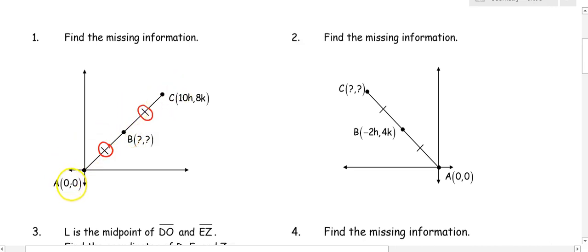Now because A is (0, 0), all we have to do to the C coordinate is cut it in half by dividing by 2. So 10H divided by 2 is 5H, 8K divided by 2 is 4K. In number 2, we're going the opposite direction, where again this segment was bisected. We know A and we know B, we're trying to find the endpoint C. So if we're trying to find the endpoint, instead of cutting that coordinate in half, we now want to double the coordinate. So negative 2H times 2 would be negative 4H, and 4K times 2 would be 8K.